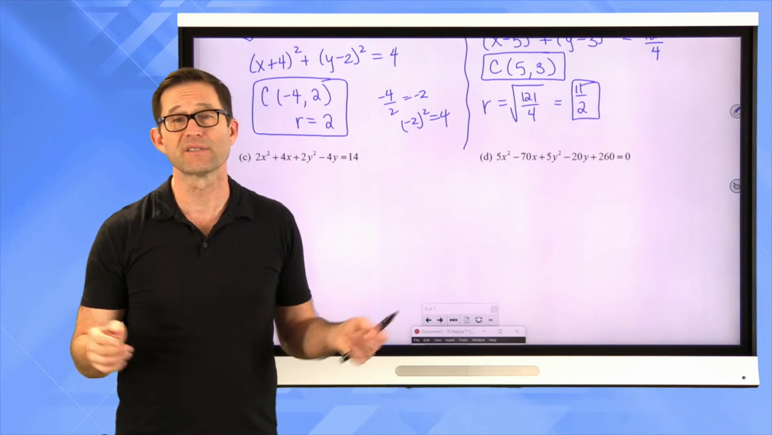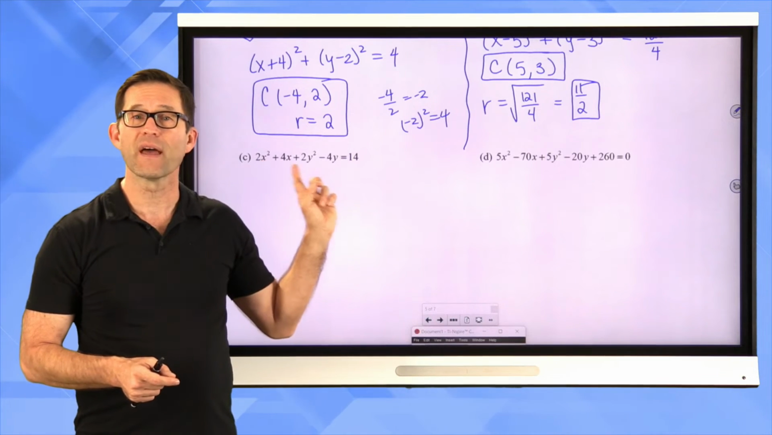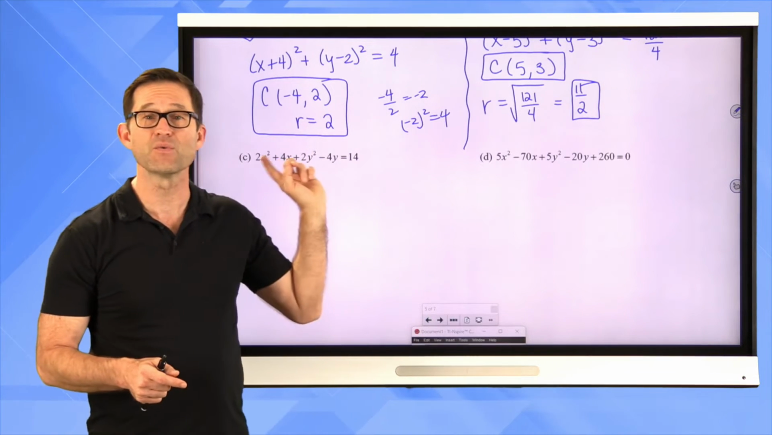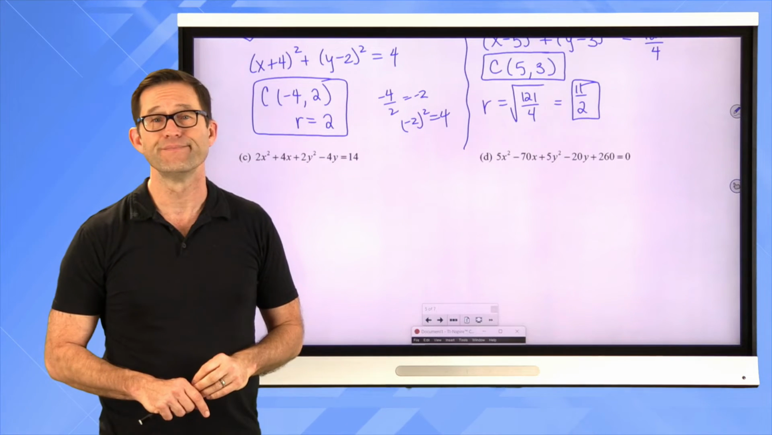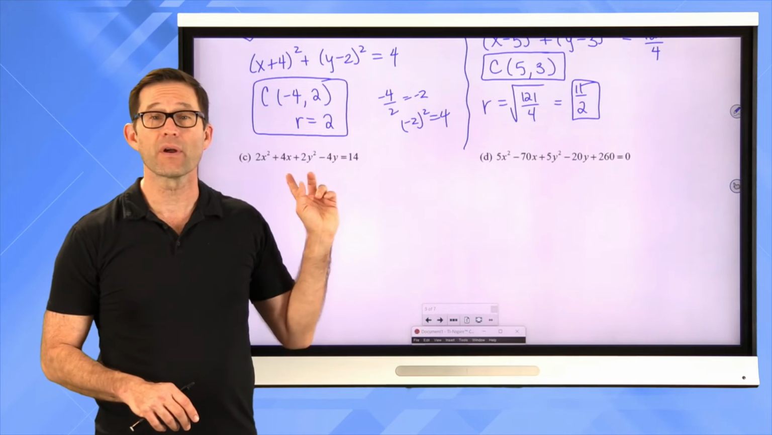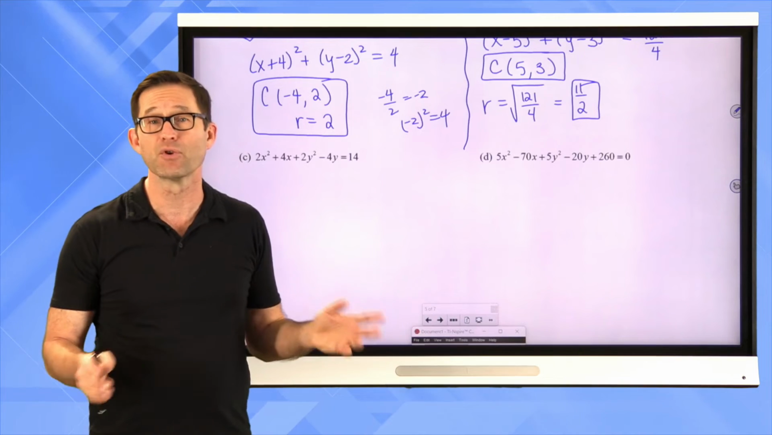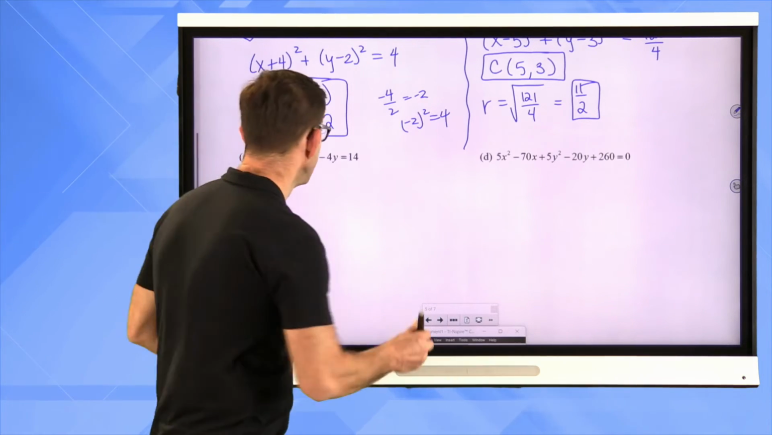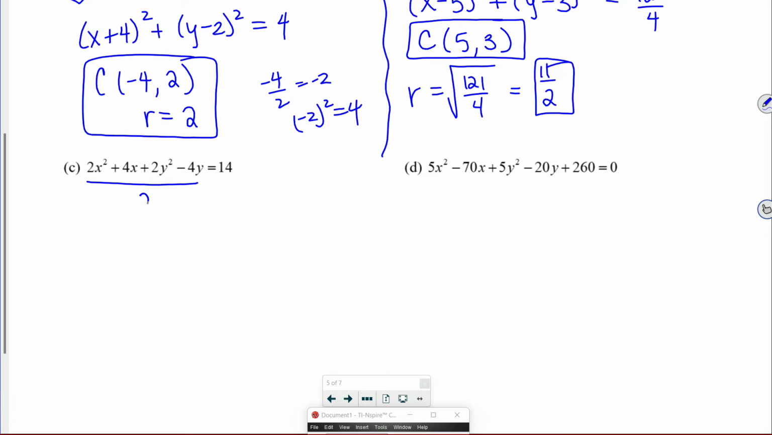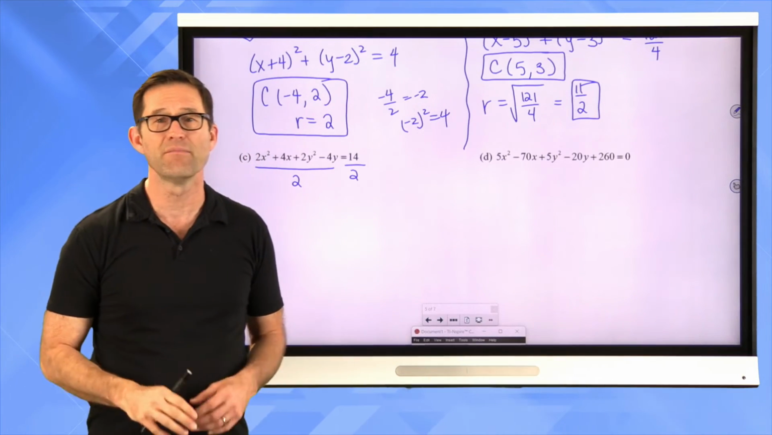Now, just as a little aside, if you have a situation like that, and the coefficients on the x squared and the y squared aren't the same, if this was 2x squared and 4y squared, that's not a circle. All right? So they're either going to be both equal to 1, or they're going to be both equal to a different number, but that number should be the same. Now here's how you deal with it. Whatever that number is, you're going to divide both sides of the equation by that number. So if that number is 5, you're going to divide both sides by 5. If that number is 10, both sides by 10.